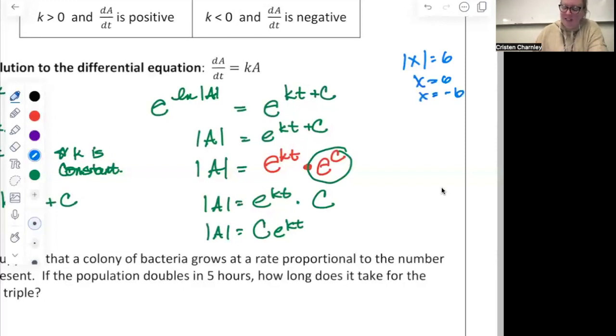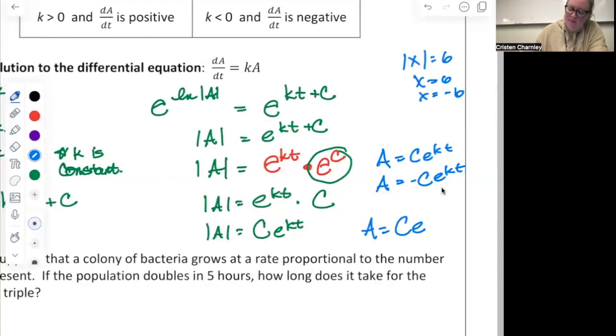So if I take that idea here, okay, A is equal to Ce to the kt. A is equal to negative Ce to the kt. But here's the thing, a C and a negative C are still both a constant. So I don't have to write them separately. So that absolute value really gets absorbed into the final answer. So our final answer is Ce to the kt.